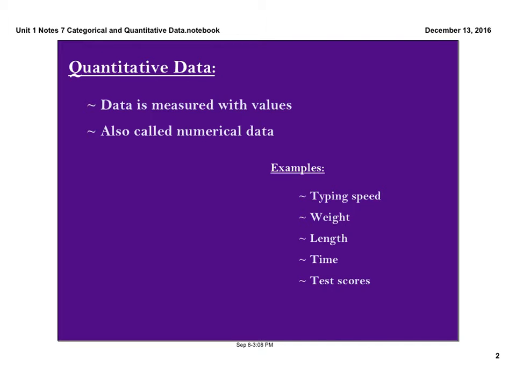Quantitative data is the data that we are typically used to looking at. It's the data that we measure with values. It's also called numerical data because it's measured in numbers, or in other words, quantities. So the titles of them make sense. Quantity or number. That's what you're looking at when you're looking at that type of data. Some examples of quantitative data are your typing speed, your weight, length, time, test scores. There's tons and tons of numerical data out there that we analyze every day.